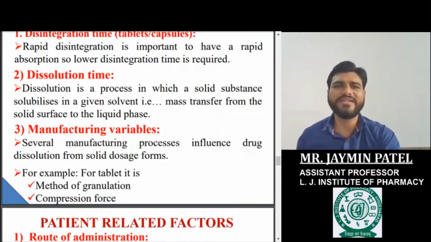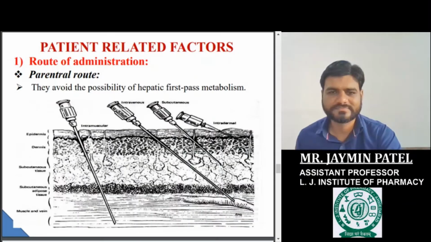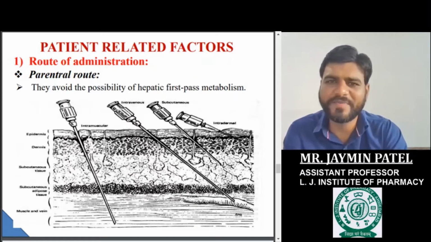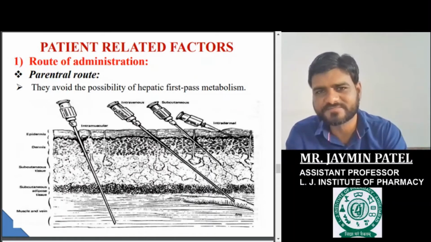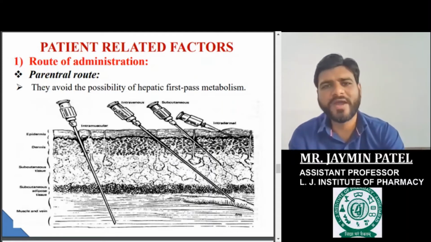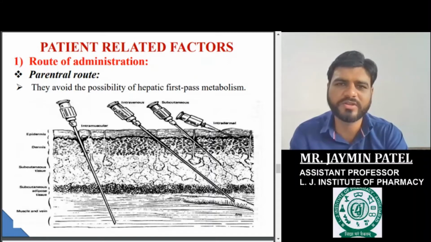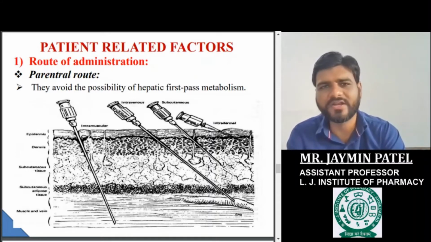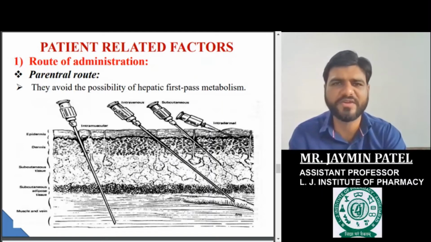Now the next one is the patient-related factors. In the patient-related factors, the first factor is the route of administration. We provide the drug to the patient by different routes. It may be the oral route, it may be the parenteral route. In the parenteral route also there are different types: the IV route, the IM route, and the IP route.